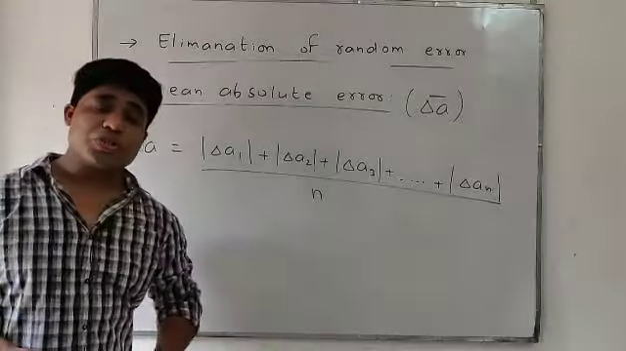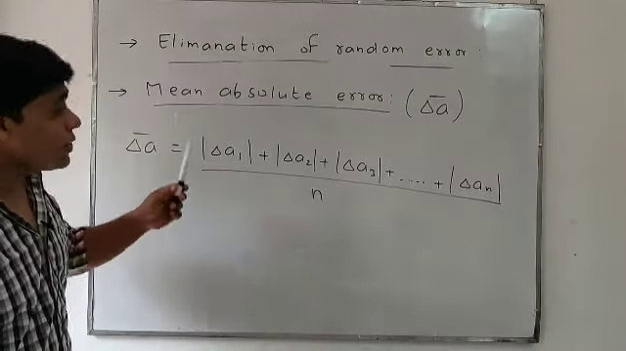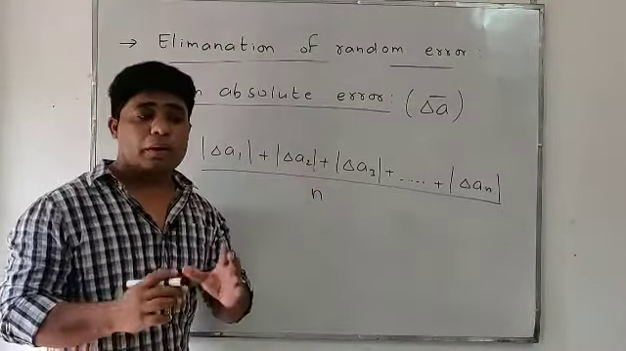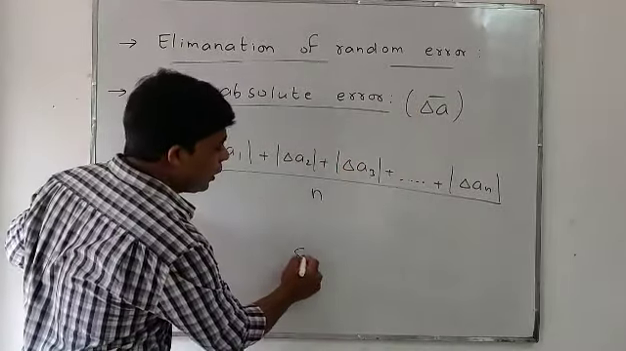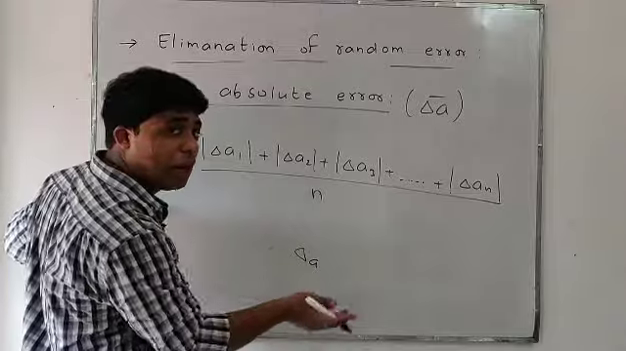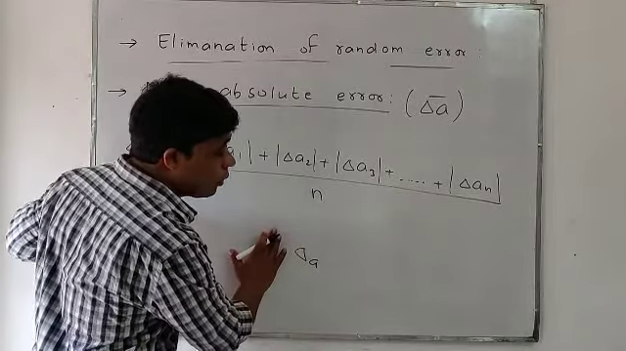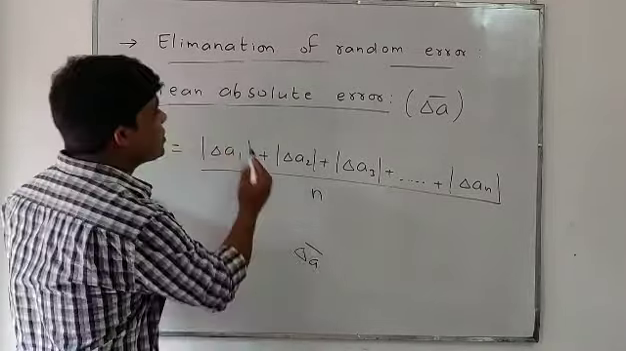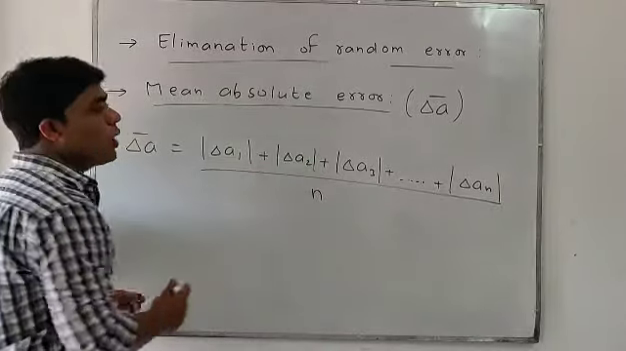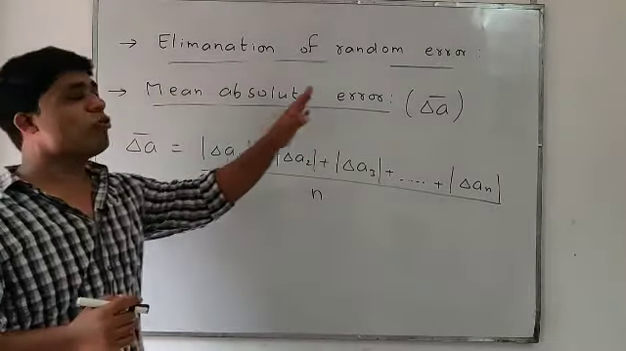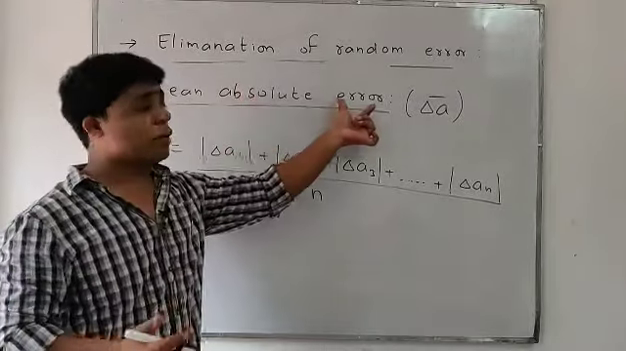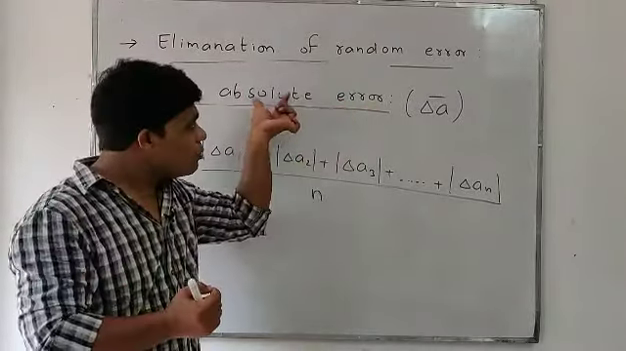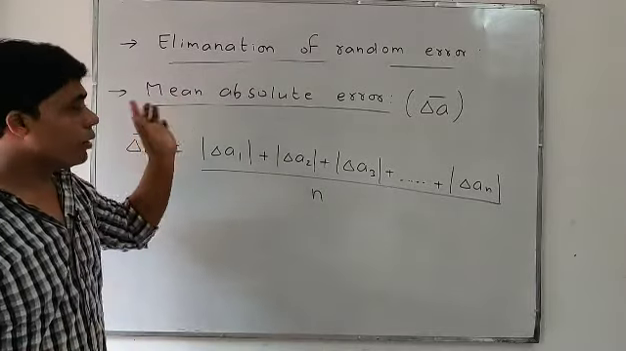Okay, students. Now the next term that we'll use in numericals is mean absolute error. It is represented by delta A bar. Delta A represents only the absolute error that we did previously. Now delta A bar will represent mean absolute error. As its name says, mean absolute error means the average of absolute error. The mean of absolute error is said to be mean absolute error.